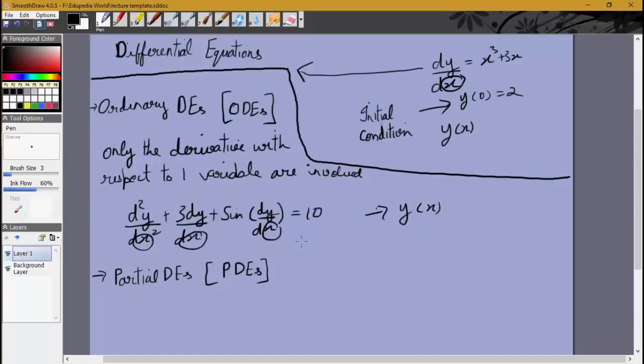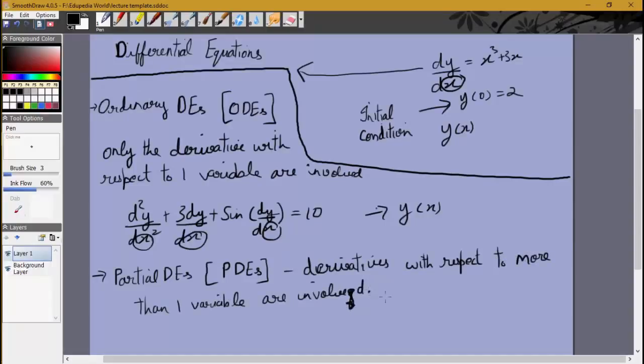The other category would be partial differential equations, which are often abbreviated as PDEs. And in a partial differential equation, the derivatives with respect to more than one variable are involved. So let's say you have a function z which is a function of both x and y, a function of two variables x and y, something like x squared plus 2y or sine of xy or whatever. You know what a function of more than one variable is. Then an equation of the type dz by dx plus 3 dz by dy is equal to 20 would be a partial differential equation.